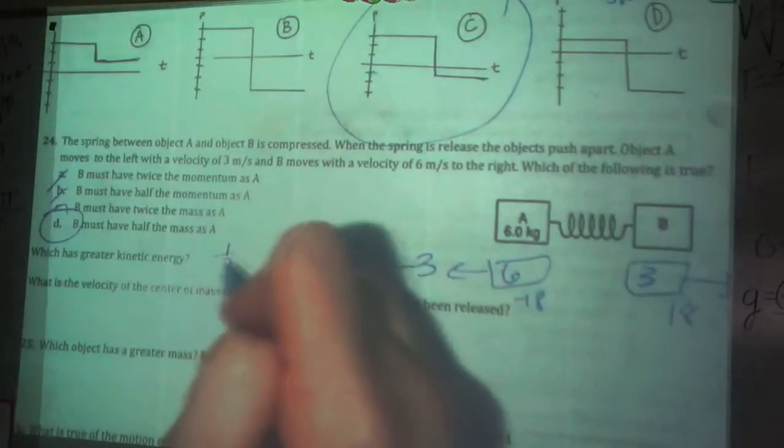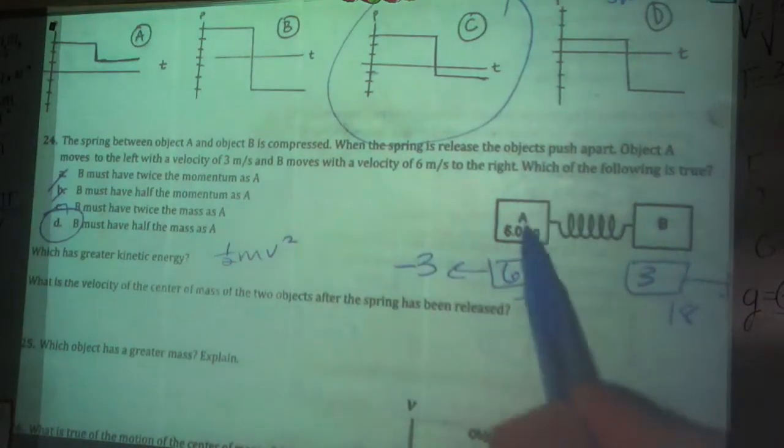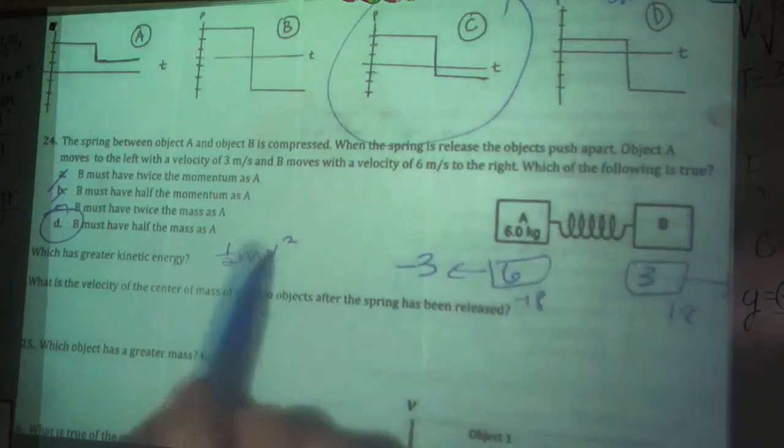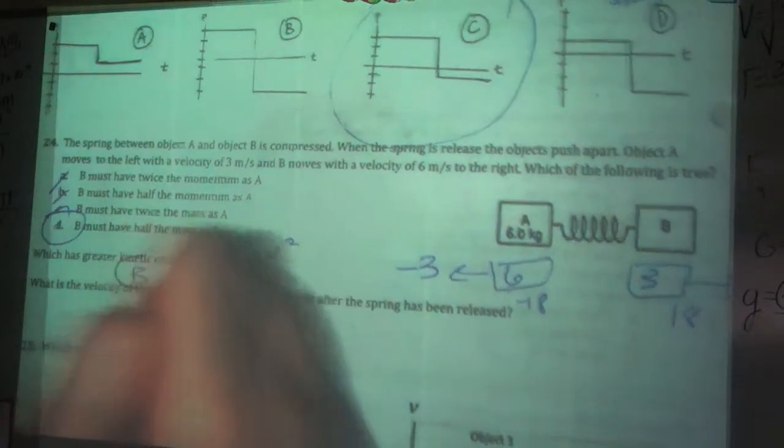Which one has greater kinetic energy? Well, kinetic energy is 1/2 mv squared. This one has a greater mass, but this one has a greater velocity, and velocity matters more, so B.